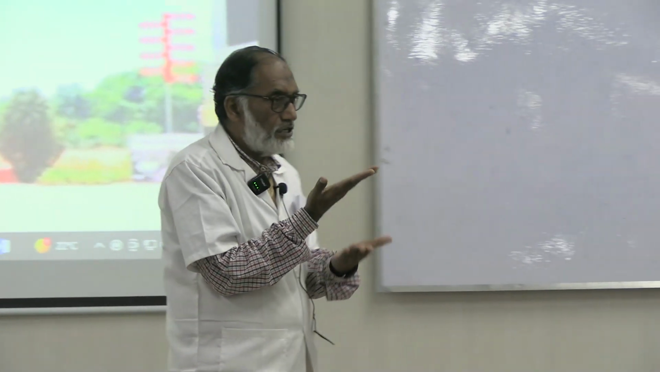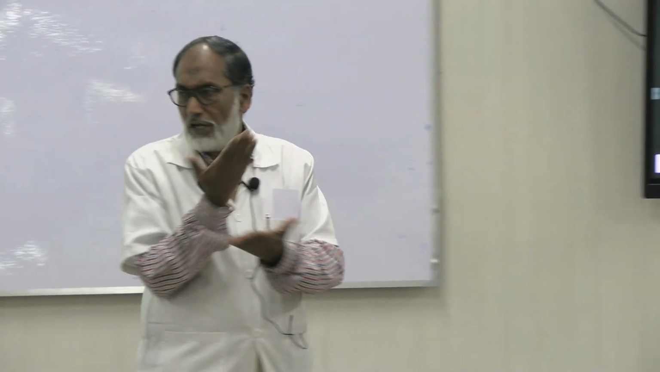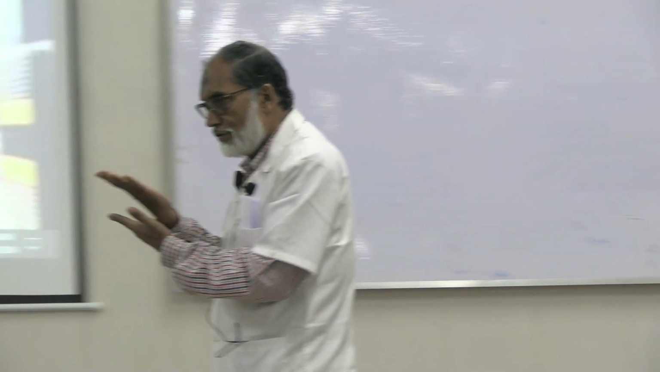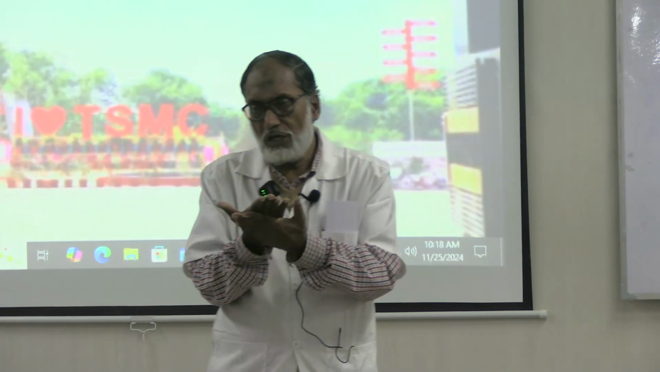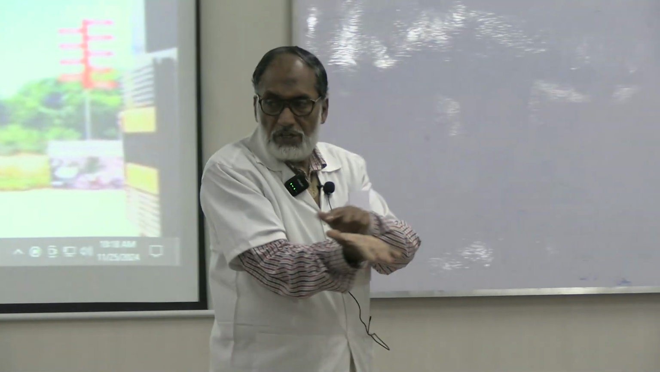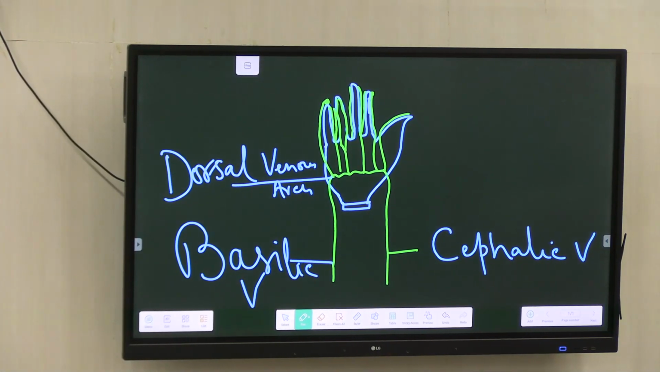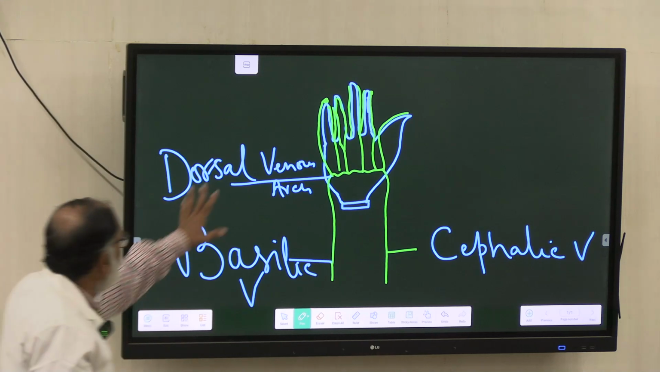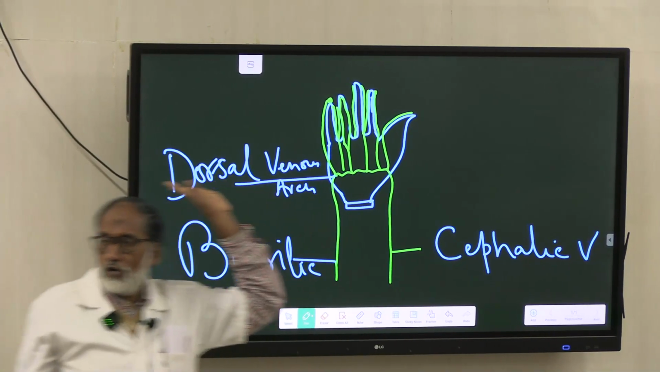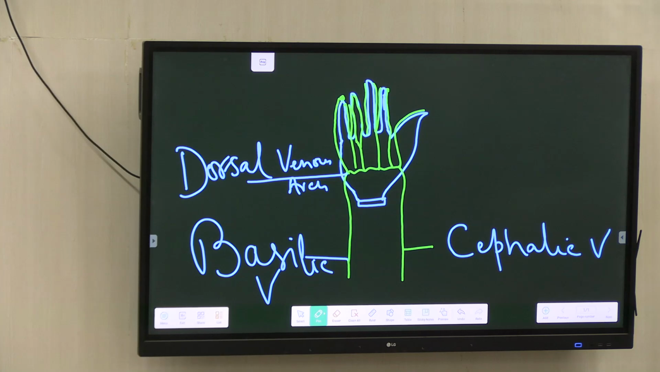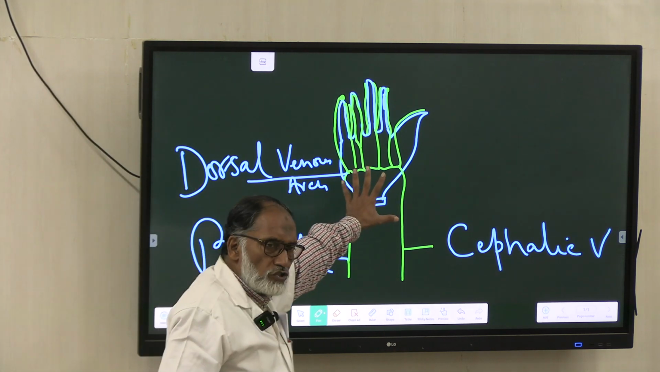Dorsal venous arch lies on the dorsal aspect of the hand. Now, medial end, dorsal venous arch. Dorsal venous arch is formed by veins arising from the digit. So it is called dorsal digital vein. When it is arising from digit, then it is a digital vein. As it is on the dorsal aspect, so dorsal digital vein. When dorsal digital veins anastomose with each other, they will form dorsal venous arch. This is the dorsal venous arch.